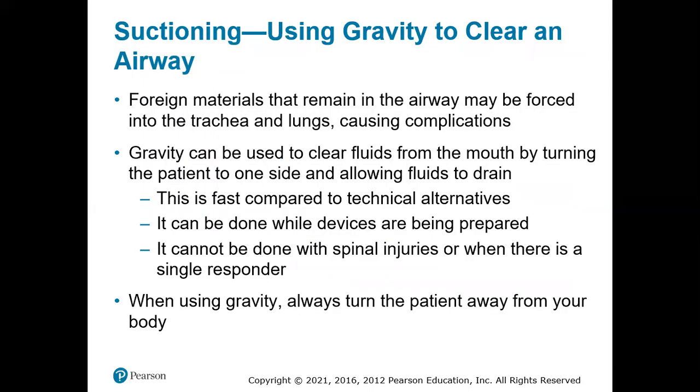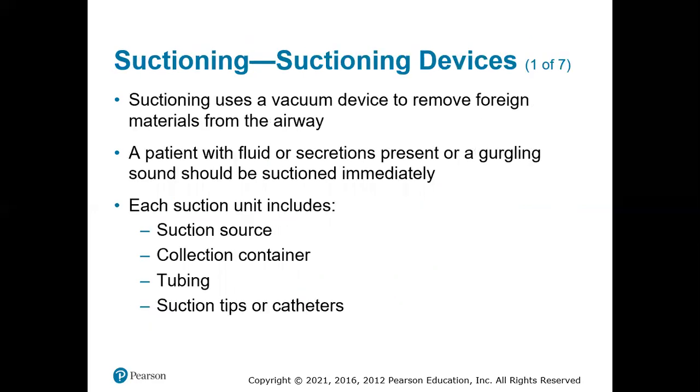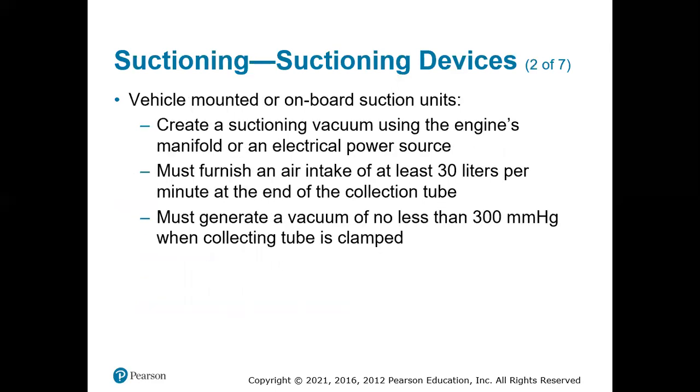For suctioning foreign materials out of the airway, anything like that, we're going to learn how to use the suction machine. Suction is a vacuum device. We have either a portable unit or the mounted units in the ambulance. Each unit has the suction source, your container, your tubing, and then tips and catheters, a couple of different ones we use. Vehicle-mounted or onboard suction units as a whole must generate a vacuum of no less than 300 millimeters of mercury when the collecting tube is clamped, right? That is your suction power.